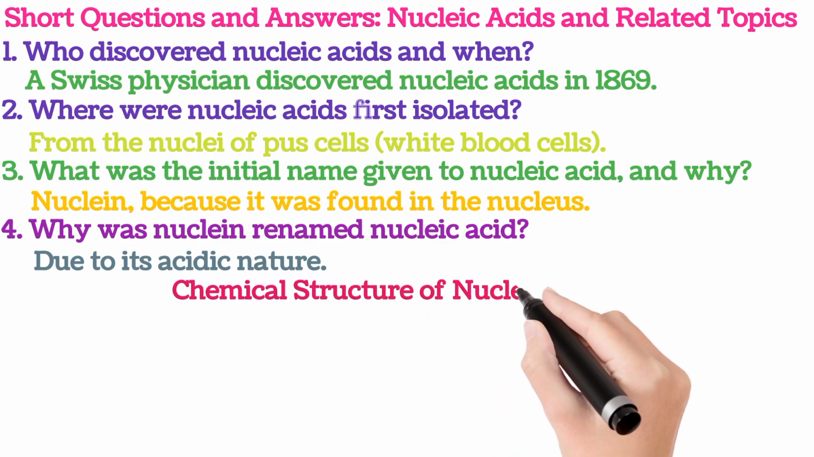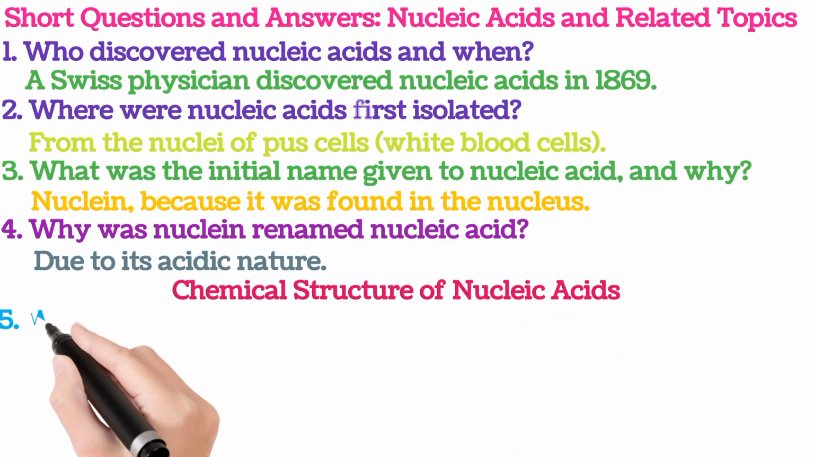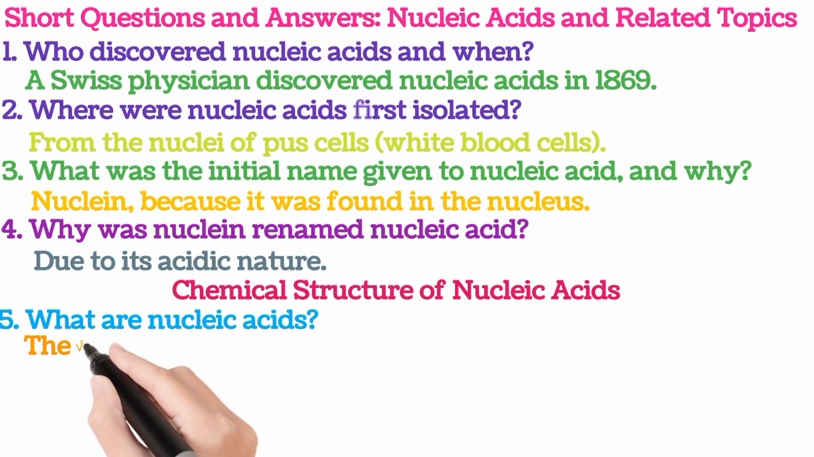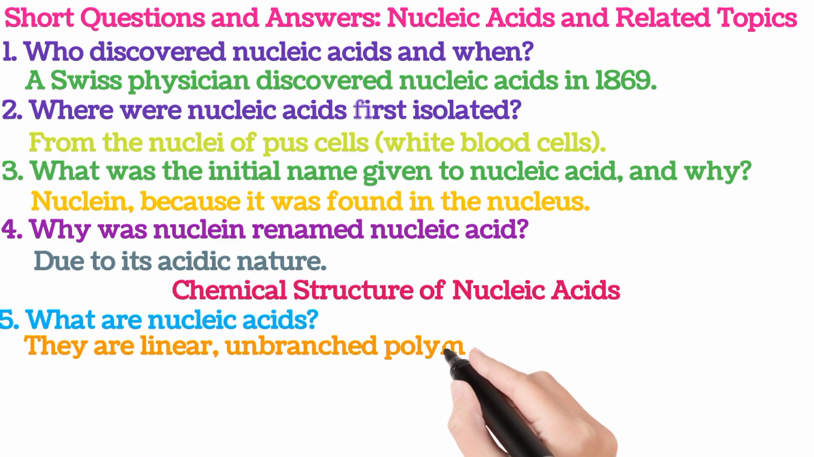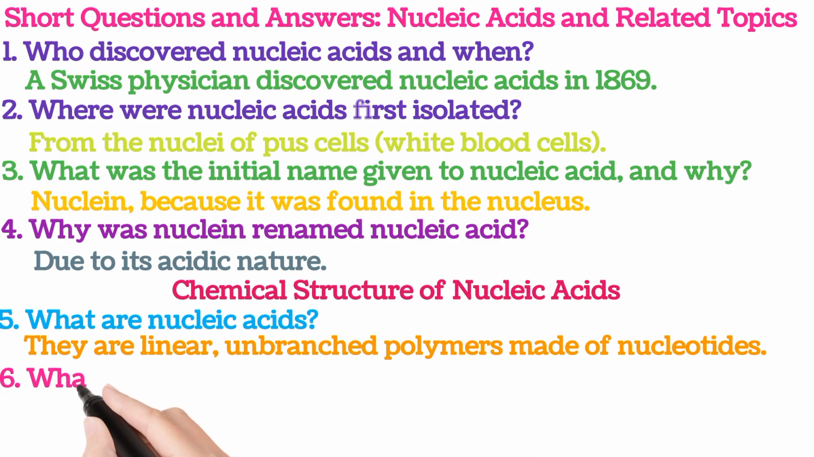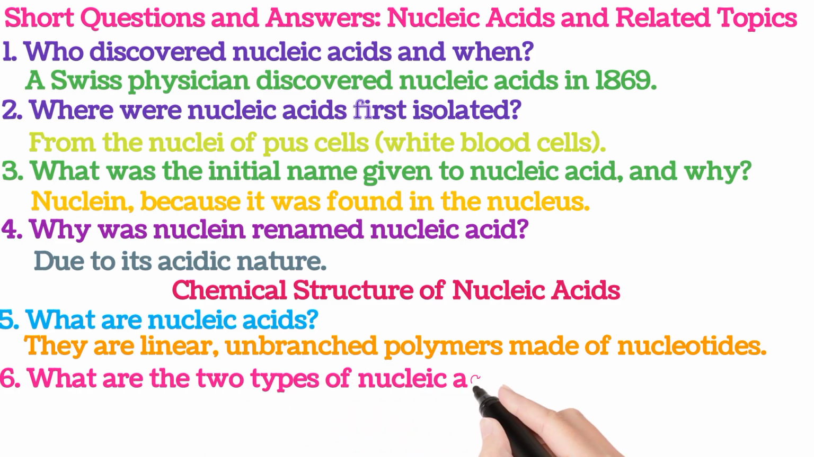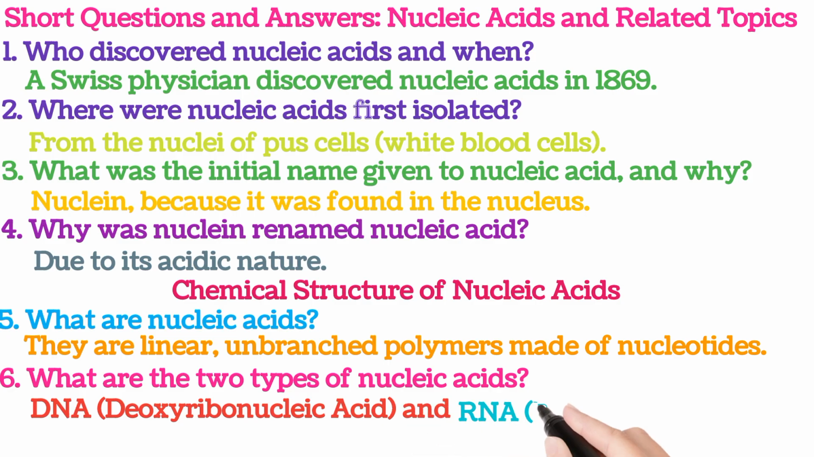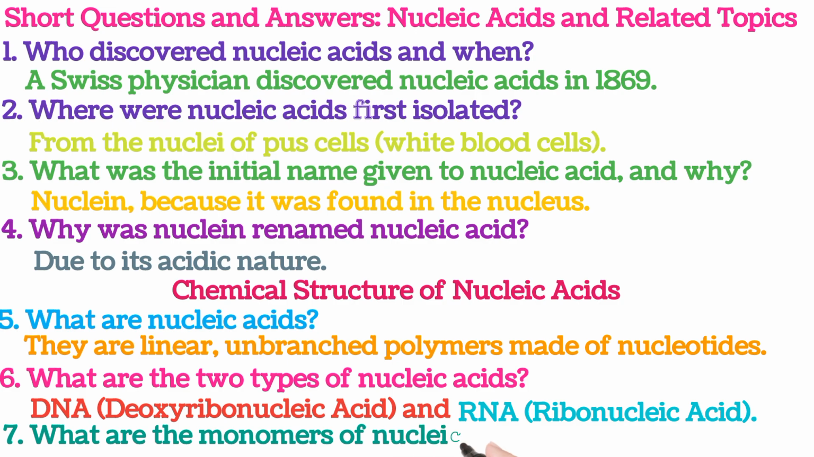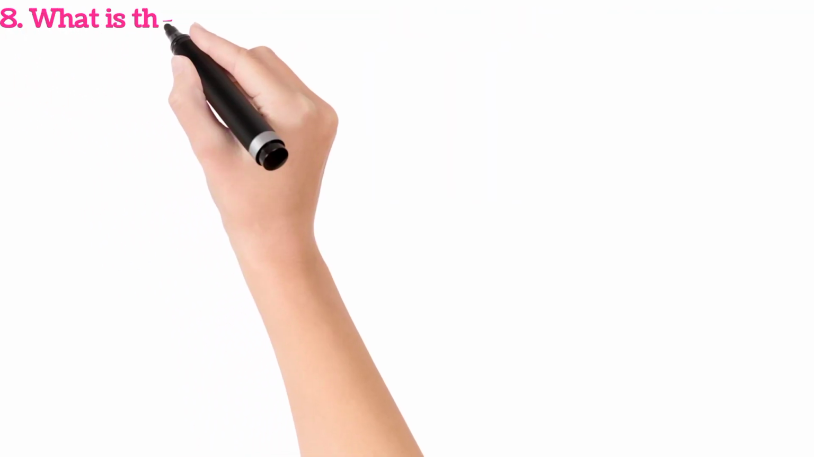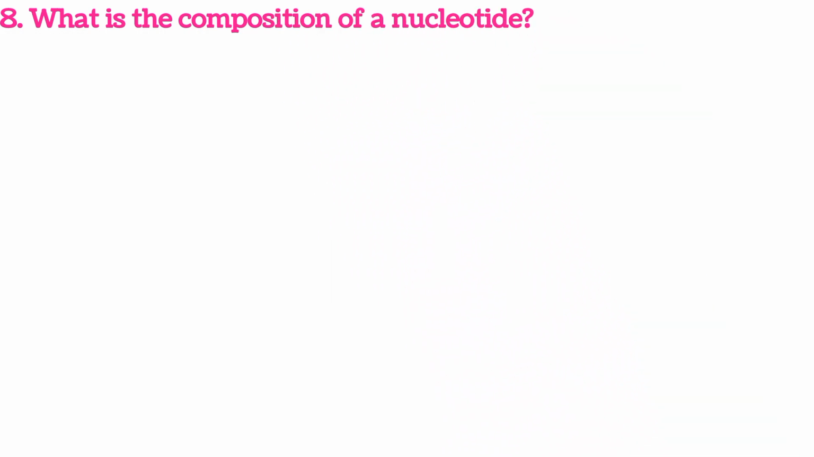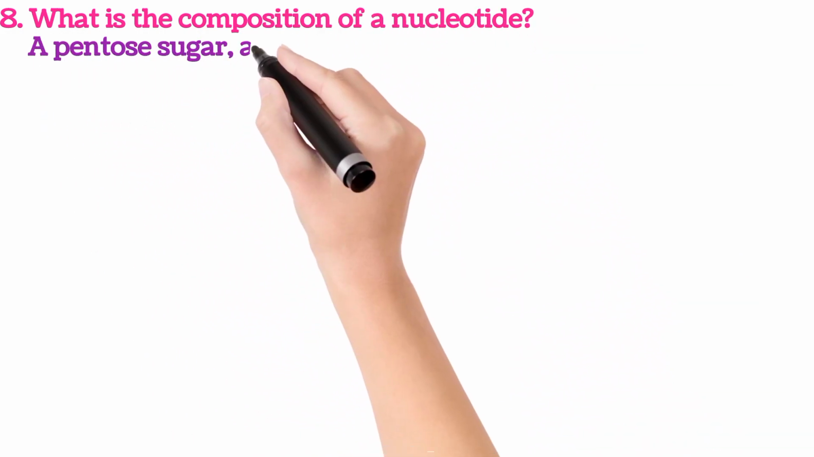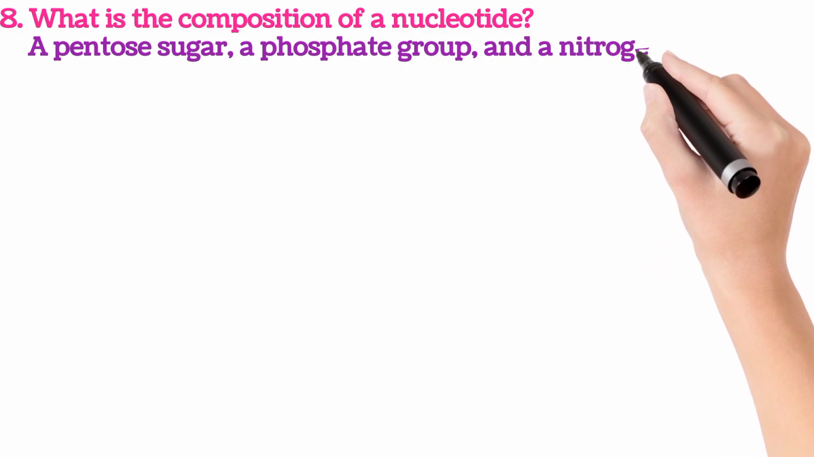Chemical structure of nucleic acids. 5. What are nucleic acids? They are linear, unbranched polymers made of nucleotides. 6. What are the two types of nucleic acids? DNA, deoxyribonucleic acid, and RNA, ribonucleic acid. 7. What are the monomers of nucleic acids called? Nucleotides. 8. What is the composition of a nucleotide? A pentose sugar, a phosphate group, and a nitrogenous base.